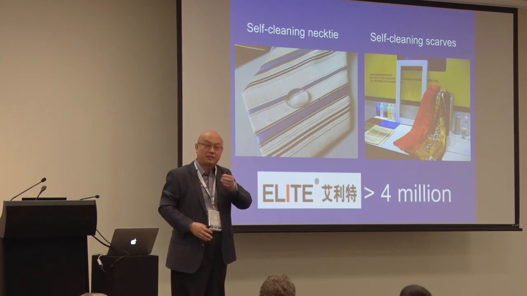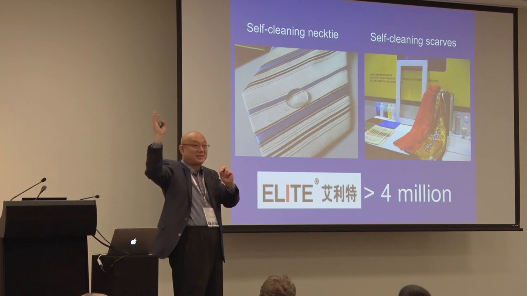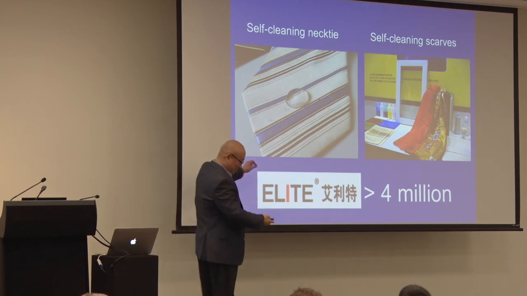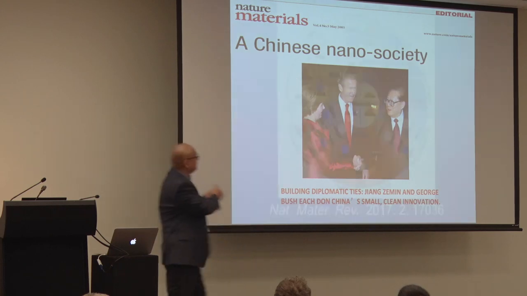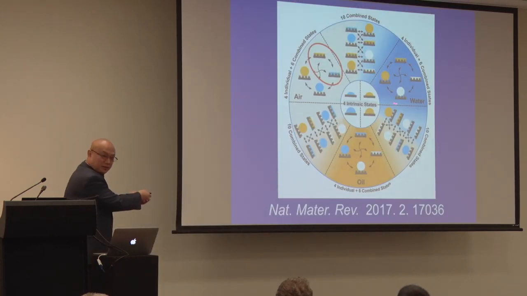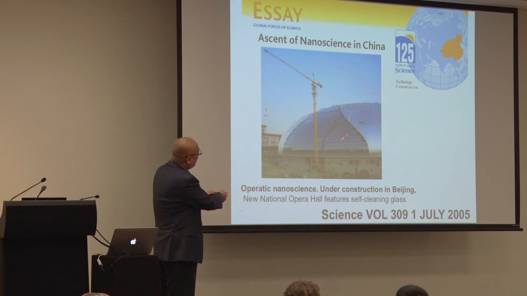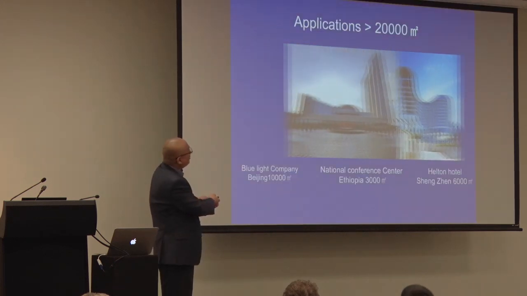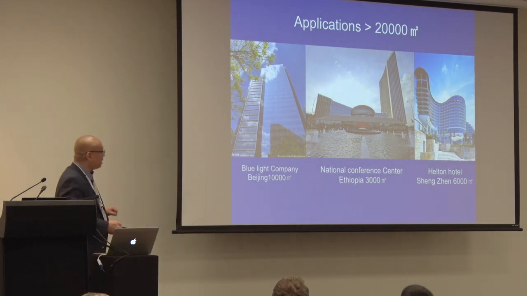This 7 kilo necktie equals a refrigerator. Okay, same money. This 7 kilo necktie was a gift, put to the bush when he hit the chair. Okay, and this one is super efficient for cleaning glass. Okay, and this is a demonstration of the 6,000 square meter glass on the new National Grand Theatre near Chang'an Square. Okay, we have 20,000 square meters on walls all over the country, China.